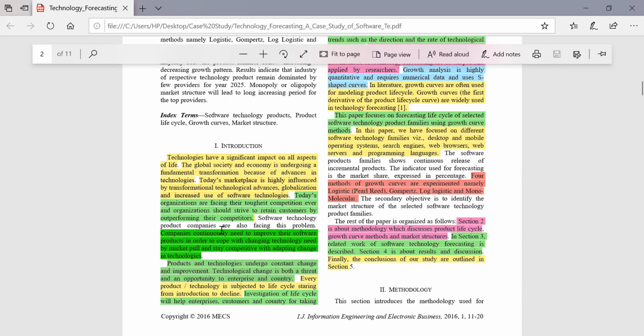So the companies continuously need to improve their software products in order to cope up with the changing technology, so that they can pull the market, means they can grab the market, then only their share, their sales and profit will increase, and also they could stay very competitive with respect to the other companies who are working in the same field as they are, and hence there is a need.